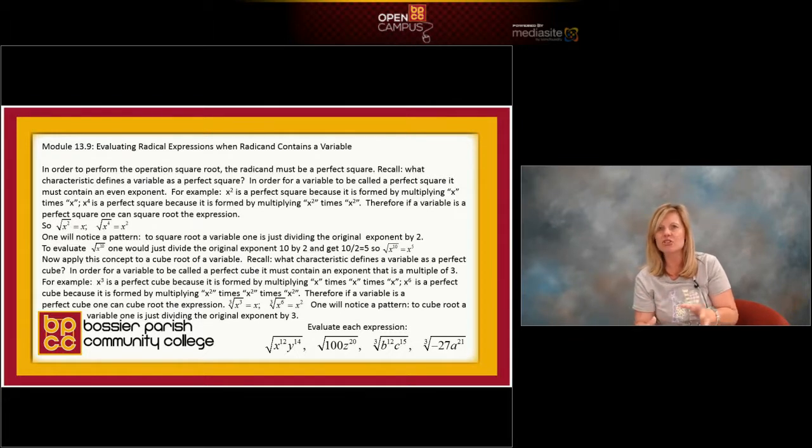That pattern doesn't just work for square roots or cube roots, it works for any root. So the rule of thumb is, to evaluate an expression using a root where you're dealing with a variable term, you divide the exponent of the variable by the index. All right, let's try some examples on the whiteboard.